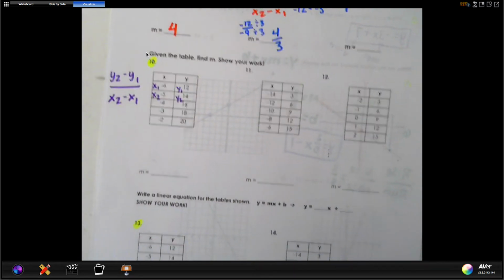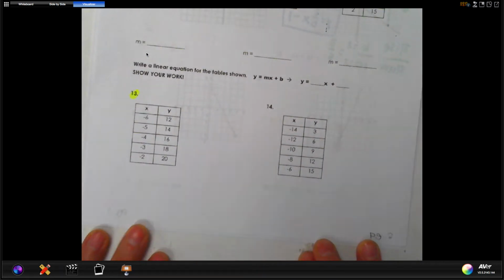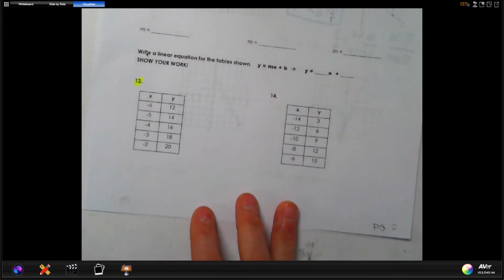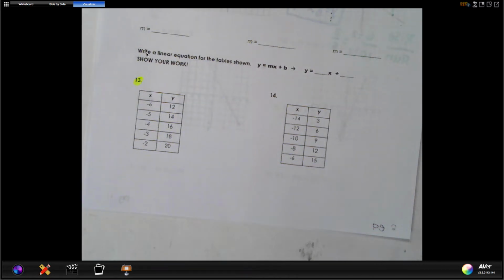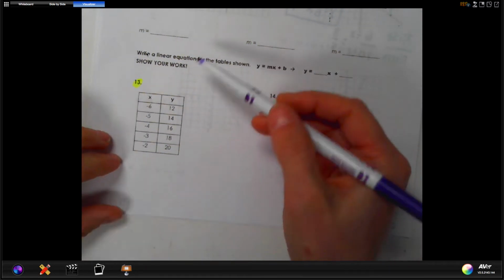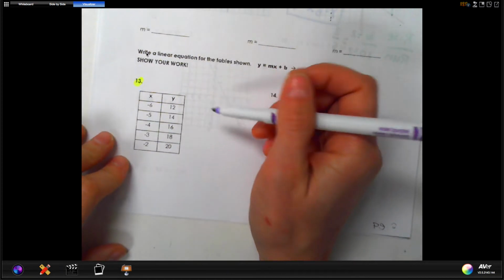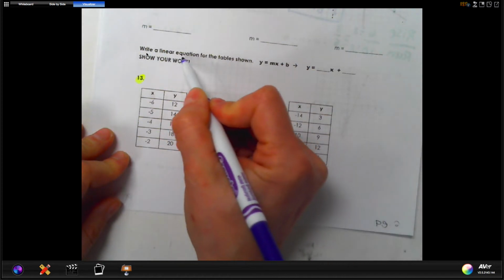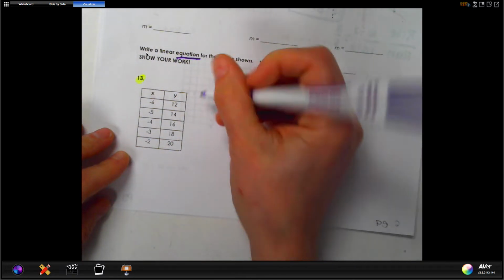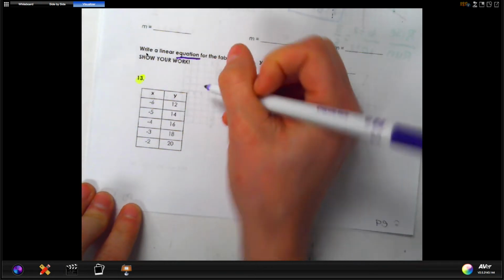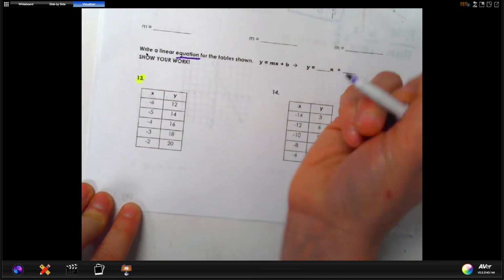The more difficult one, which we just got done learning about, is number 13. So I will work that one through with you. And this will serve as an example for number 10 as well. Okay, to write an equation, you need both m and b. All right, so we're going to start with finding m, and I'm going to do that to the side here.